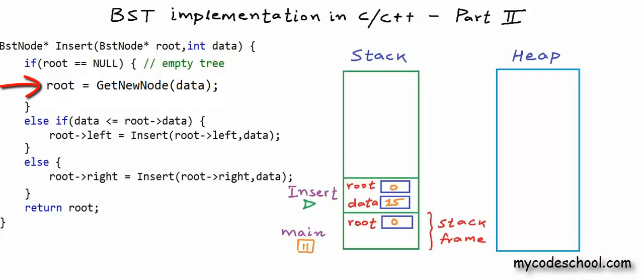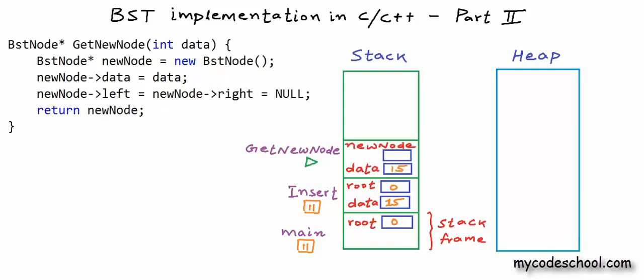At this line we will make call to get new node function. So once again execution of this insert call will pause, and a new stack frame will be allocated for execution of get new node function. We have two local variables in get new node, data in which we are collecting the argument, and this pointer to BST node named new node.